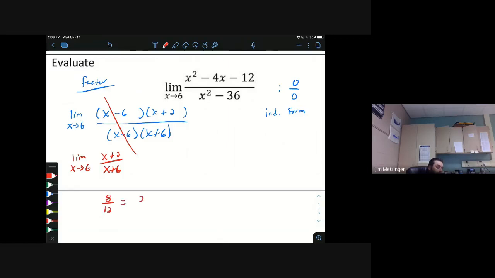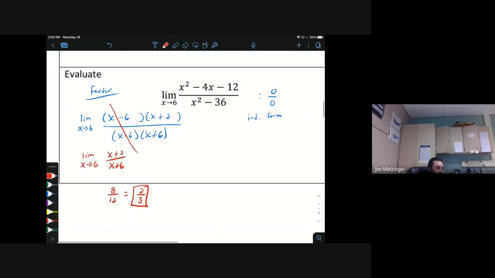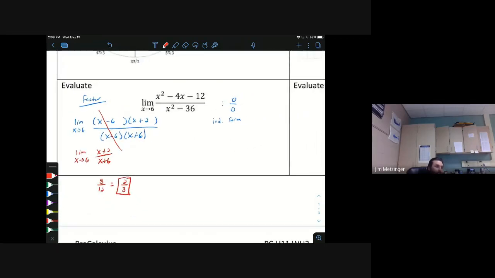4 2/3. My brain locked up there. Photo math works. Photo math works, boys. Let's go. You got it. I was waiting to see what the answer was before.